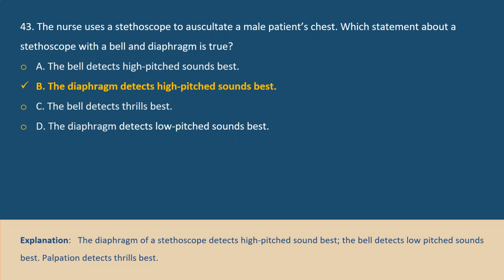Answer B. Explanation. The diaphragm of a stethoscope detects high-pitched sounds best. The bell detects low-pitched sounds best. Palpation detects thrills best.